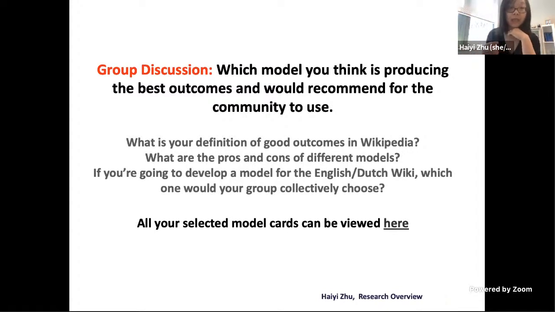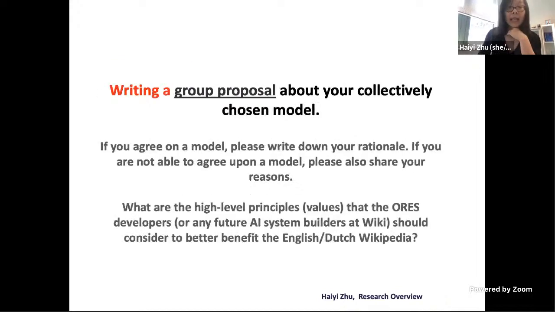During the whole discussion process, people can always go back to the Explorer interface and pick a new model, or look at the model they previously selected. As the outcome of the workshop, we want people to create a group proposal. If they agree on a model, they can write down their rationale for picking it. If they are not able to agree upon a model, we also want people to share their reasons. At the end of the proposal, we also want participants to provide some high-level principles or values that ORES developers or any future AI system builders at Wiki should consider to better benefit either the English Wikipedia or Dutch community.